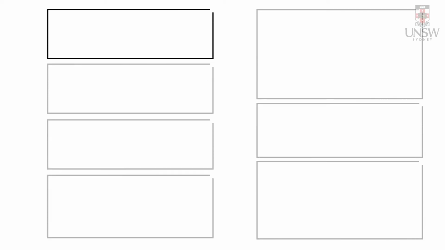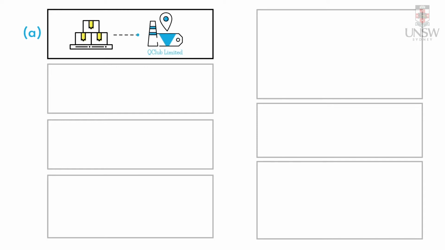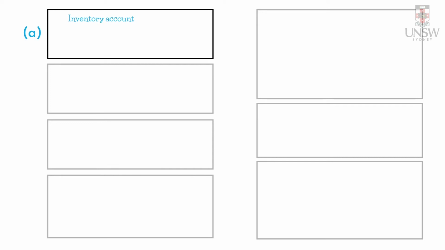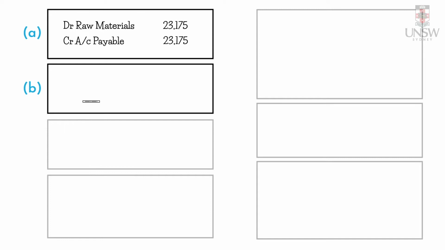So we start off with transaction A. Some raw materials were purchased on account. So record this by debiting that inventory account, raw materials, for $32,175. We credit accounts payable because it says they're purchased on account. So we use that liability account, accounts payable, to record the purchase of those raw materials.